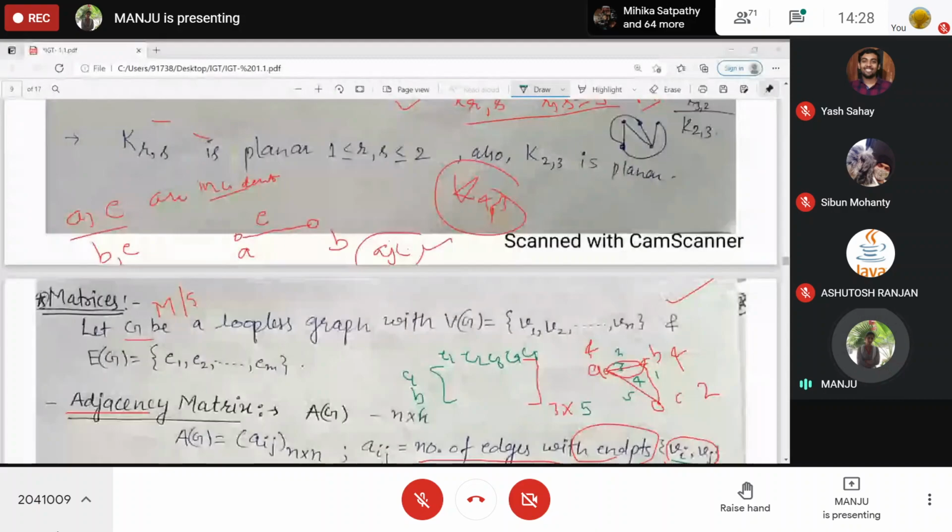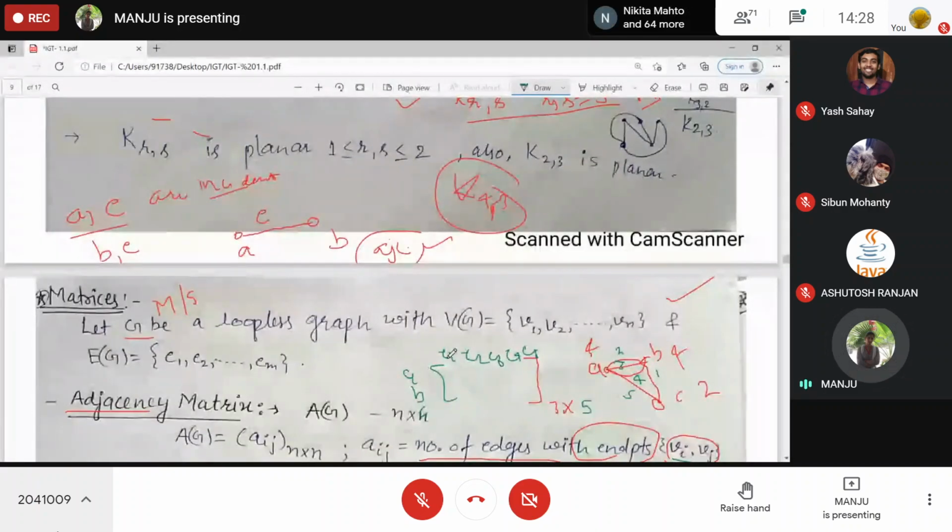So A with E1: you will check whether A is the endpoint of this edge or not. No, ma'am. No. So you will put 0. If it is an endpoint, you will put 1. So the incidence matrix will be giving you a 0, 1 matrix that consists of zeros and ones.